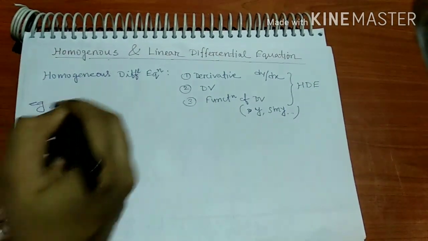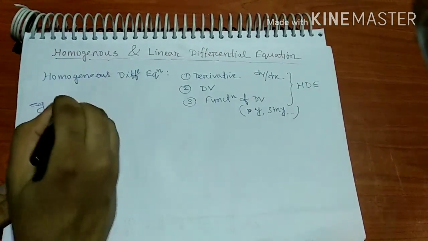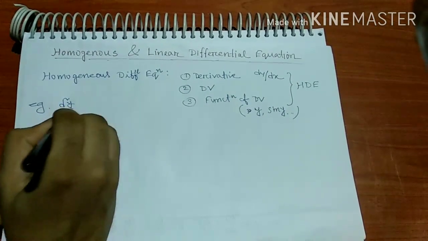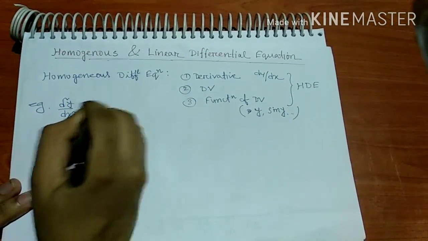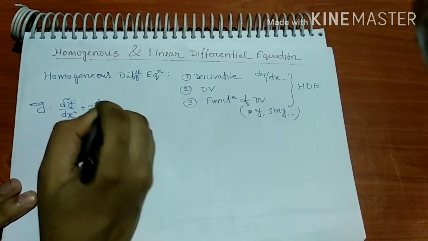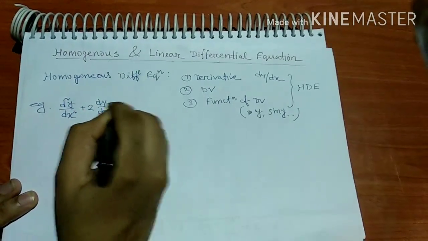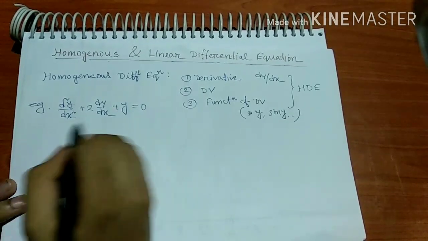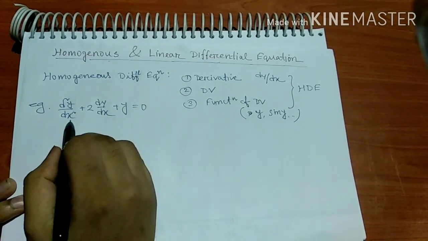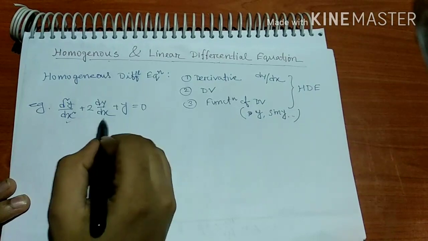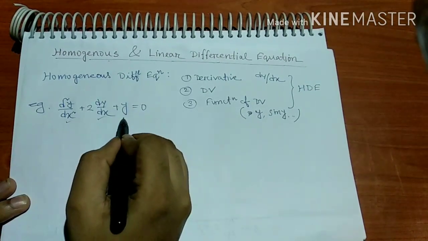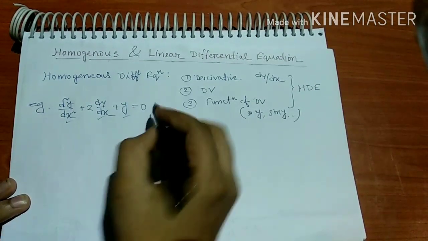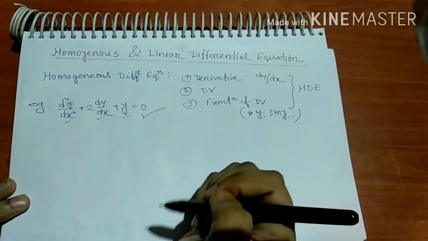For example, d2y by dx square plus 2 dy by dx plus y equal to 0. Here you can see each term contains either a derivative or the dependent variable. Here it is a derivative, here it is a derivative, and here it is the dependent variable. So it is a homogeneous differential equation.